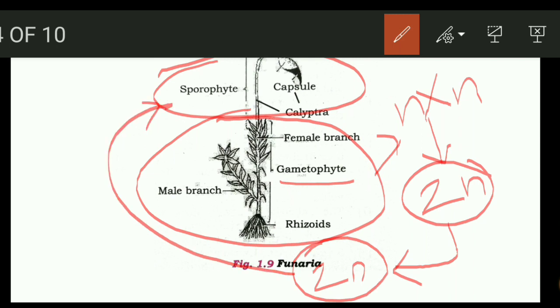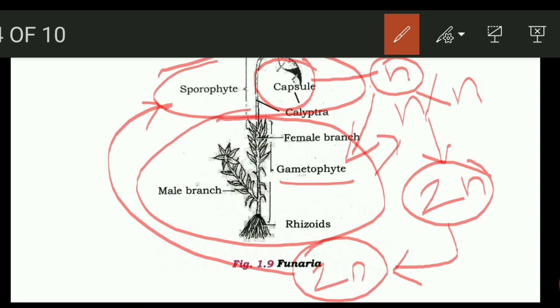Now, the diploid sporophyte consists of a capsule, which is like a pouch-like structure, which produces haploid spores. These haploid spores germinate to form again the gametophyte. So you can see that it is like a cycle.